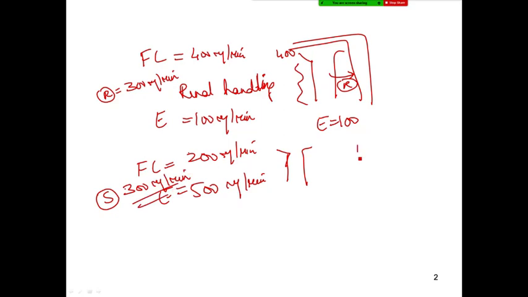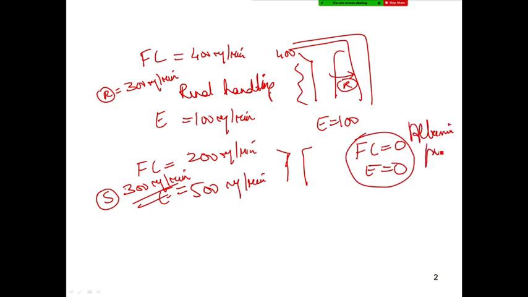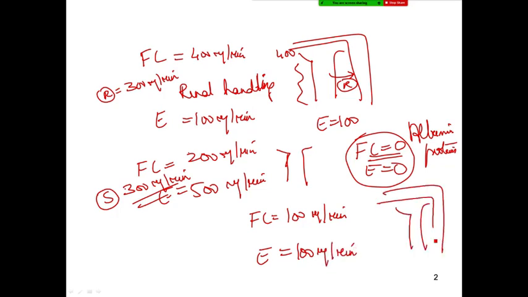Good. If filtered is 0, excreted is 0. What are we looking at? Albumin. Good. Proteins, because its filtered load itself is 0. If filtered is 100 milligrams per minute, excretion is 100 milligrams per minute. What are we looking at? Inulin. Whatever was filtered is getting excreted. So it's neither reabsorbed nor secreted. So we are looking at inulin.